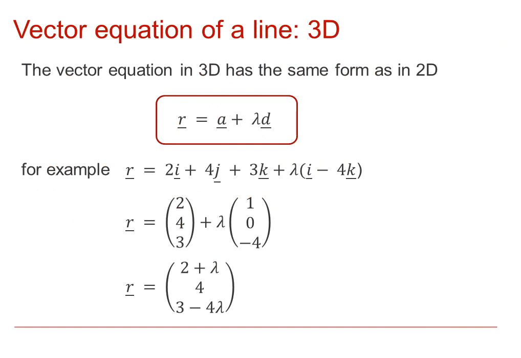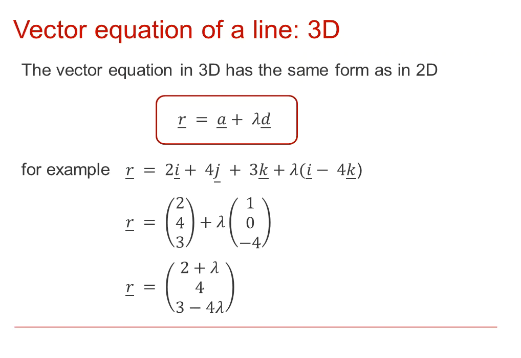The vector equation in 3D has the same form as a line would in 2 dimensions. r equals a plus lambda d. r is our general point moving along the line. a is a known position vector of a point on the line. Lambda is our parametric value, which allows us to move along the line. And d is the direction vector, or a direction vector for the line.